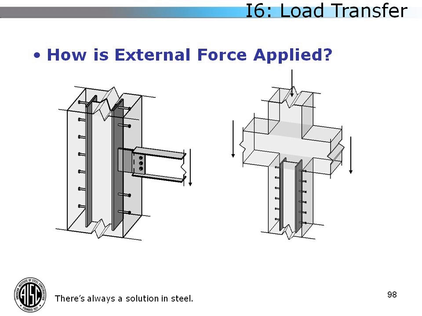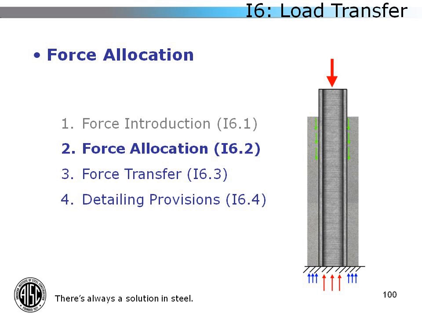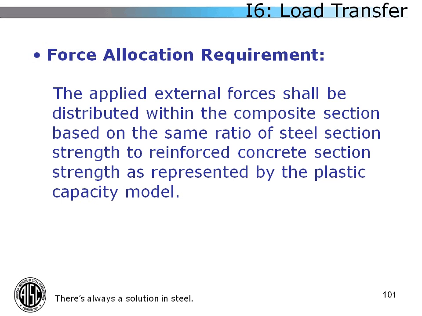And then you have the general occurrence in the real world where you have force that's sort of being applied to both materials at once. So once you determine exactly how your external force is applied, then you need to allocate it between the 2 different materials. And the way the specification puts it is this entire paragraph, but what this means in the real world is you're just looking at ratios between the plastic strength of the steel or concrete and the overall section strength. So it's just a ratio game.